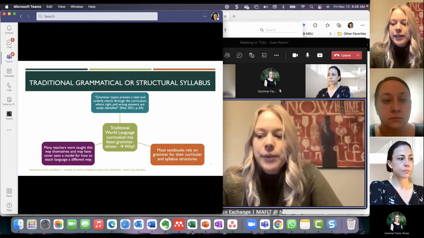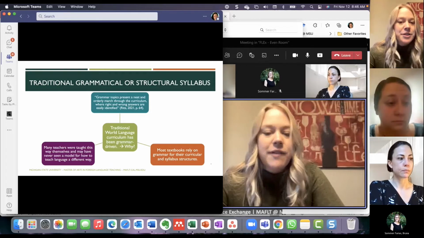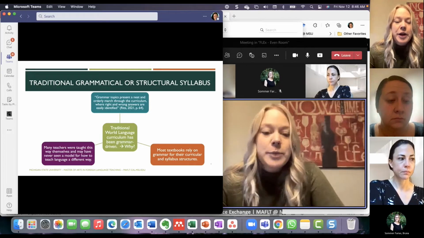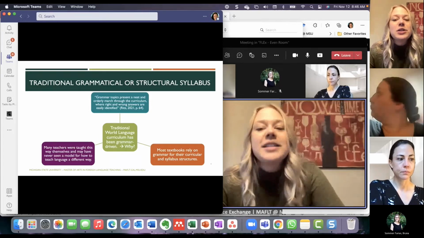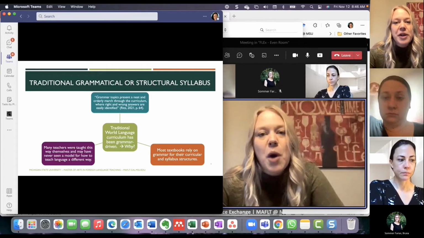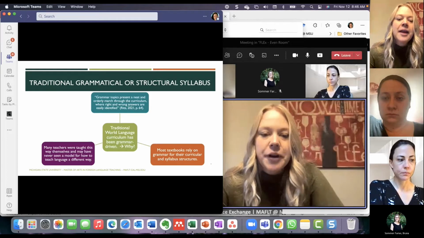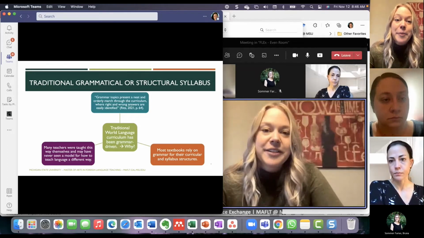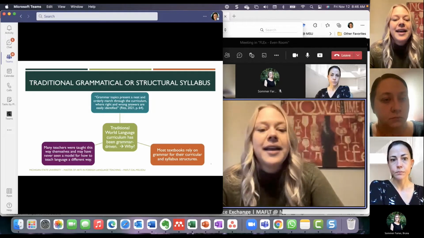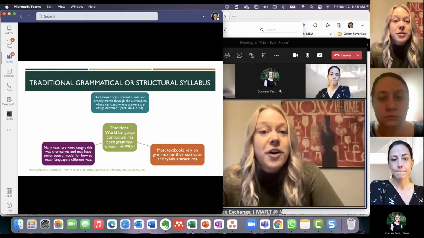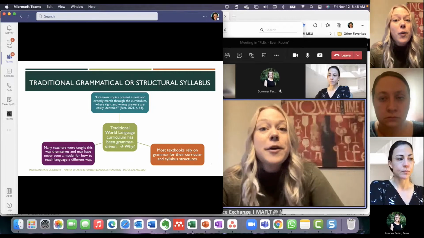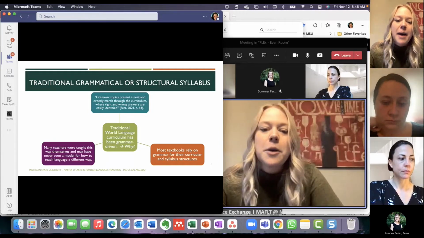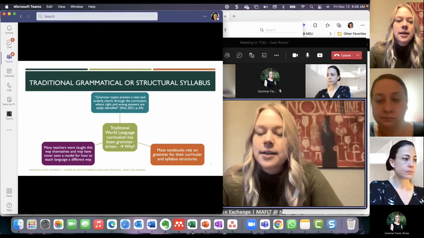The last point really relates to the apprenticeship of observation idea, and how in our own language learning experience, most likely this grammatical syllabus is what we experienced. And maybe even in our student teaching placement, our cooperating teacher taught this way. So it's really difficult to conceptualize a different way of designing a course or a different way of teaching a language if we've never seen a model for how that's done. Next slide.